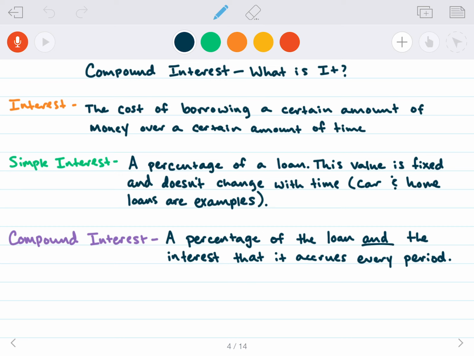So we'll go into that. But yeah, so the two different types of interest are simple interest, doesn't change based on your balance, and compound interest. It does change based on your balance that you owe.